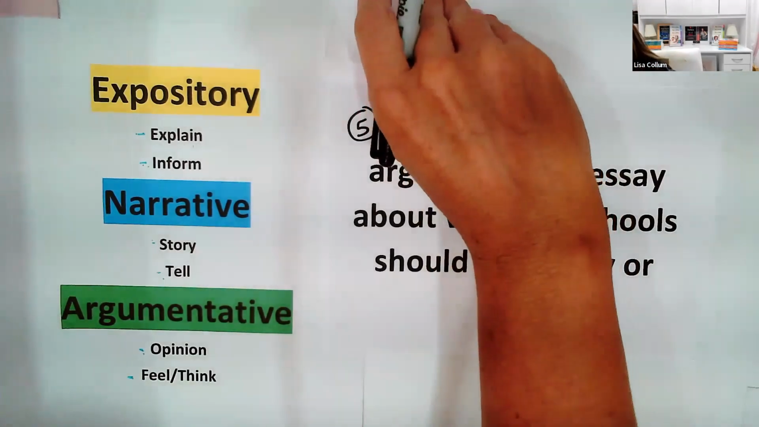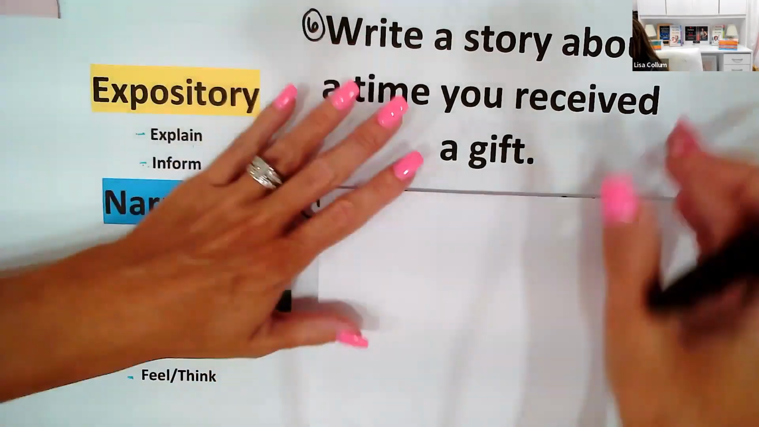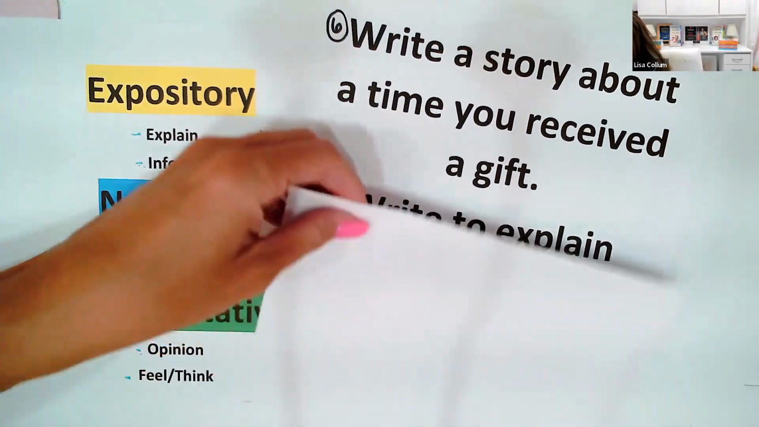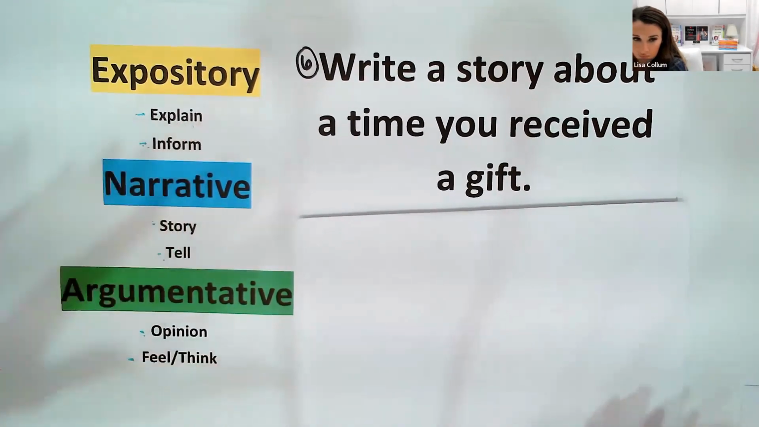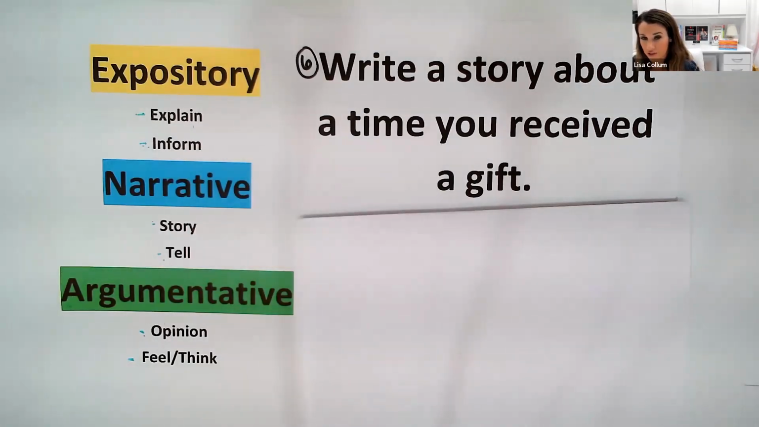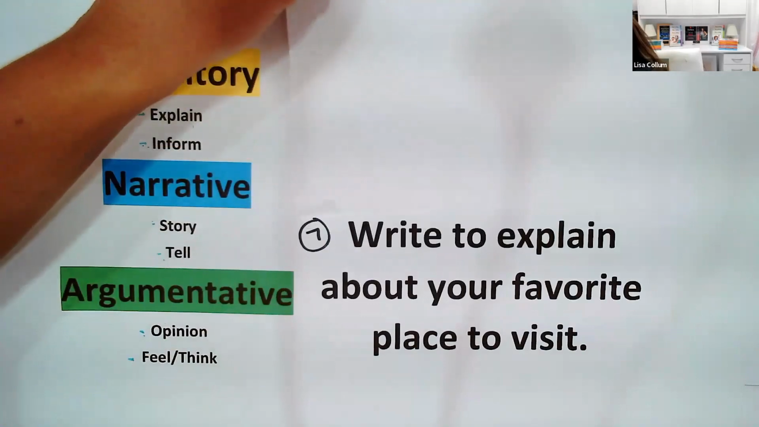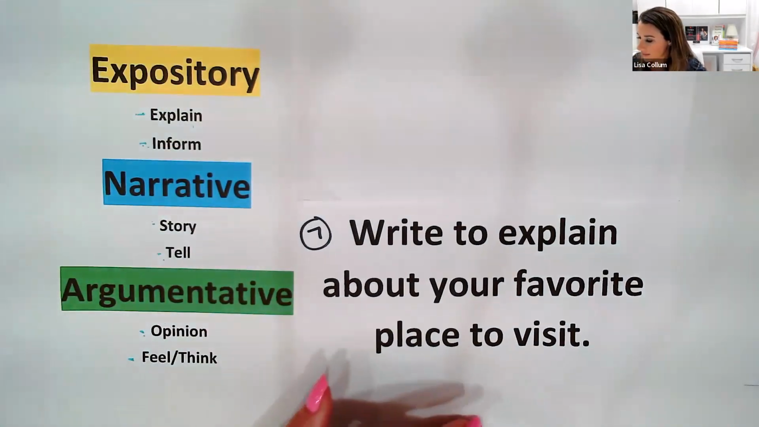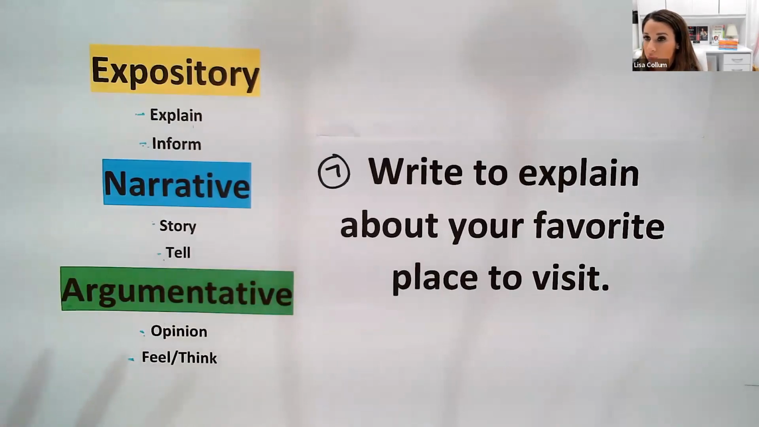Okay, last 2. Number 6, write a story about a time you received a gift. Write an E if you think it's expository, an N if you think it's narrative, or an A if you think it's argumentative. And number 7, write to explain about your favorite place to visit. Write an E if you think it's expository, an N if you think it's narrative, or an A if you think it's argumentative.